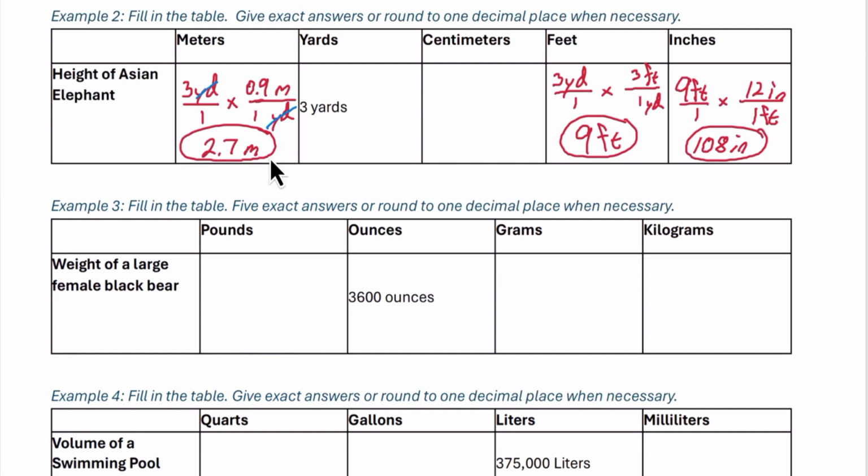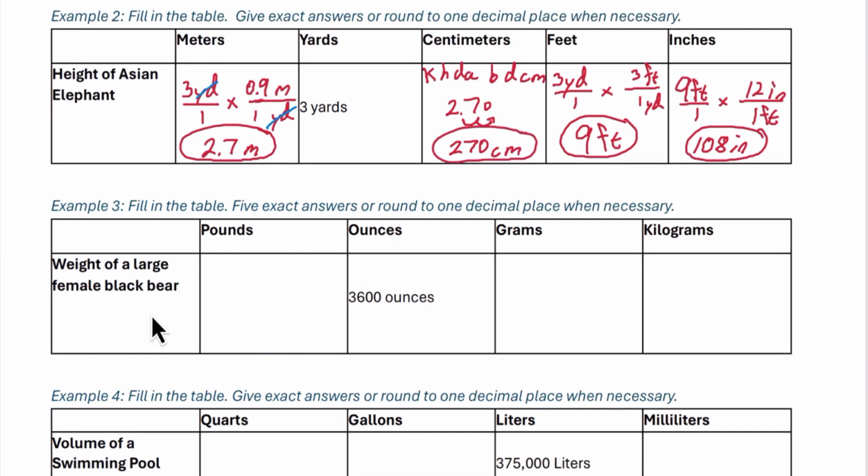Now we can convert meters to centimeters. Let's use the moving the decimal trick. We're going from meters, the basic unit, to centimeters. That means we're moving 2 times to the right. So we'll move that 2.7 2 times to the right, meaning we have 270 centimeters.